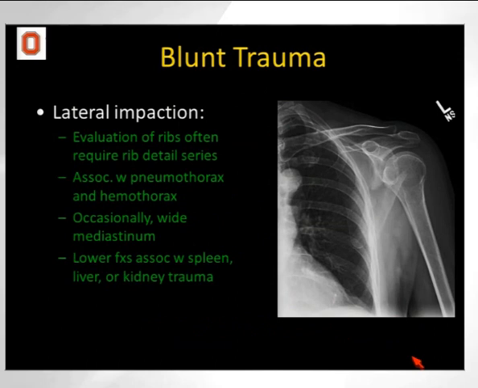Now, lateral impaction injuries to the chest can also result in rib abnormalities, and in those people, because the fracture occurs laterally, a rib series may be required for us to be able to identify the fracture. And remember that in these patients too, depending on the force of the injury, there may be intrathoracic abnormalities.